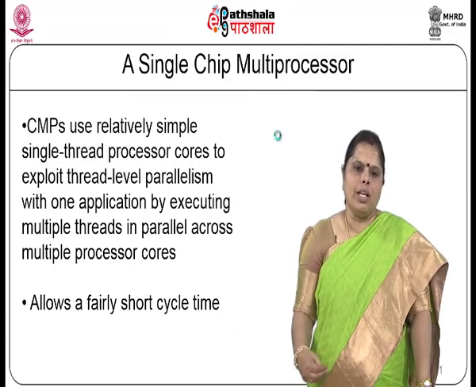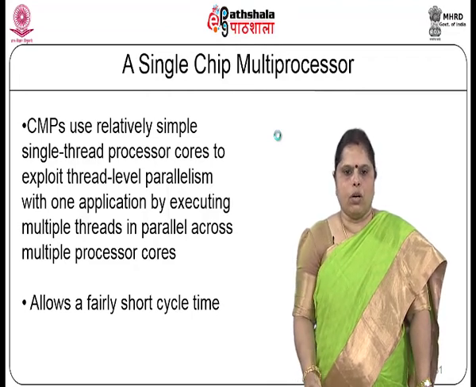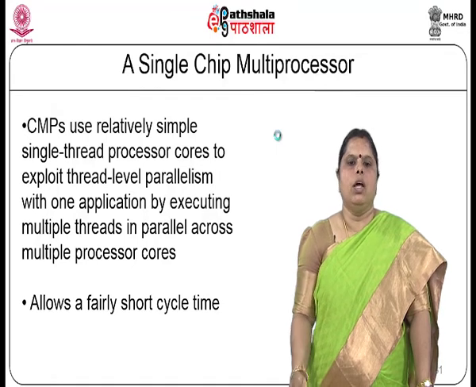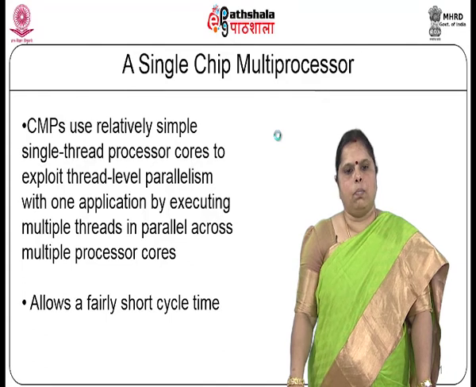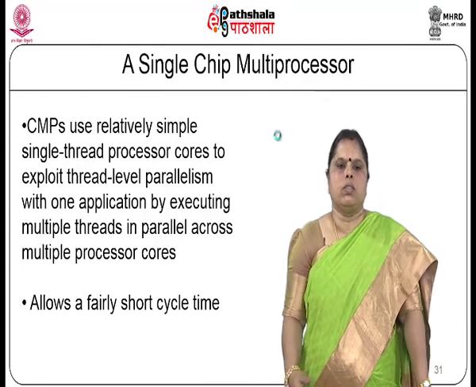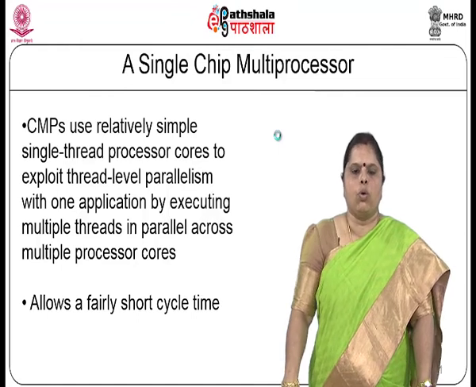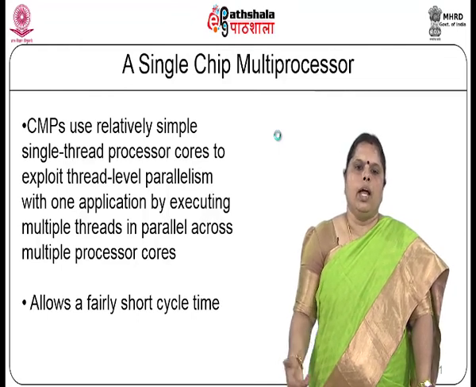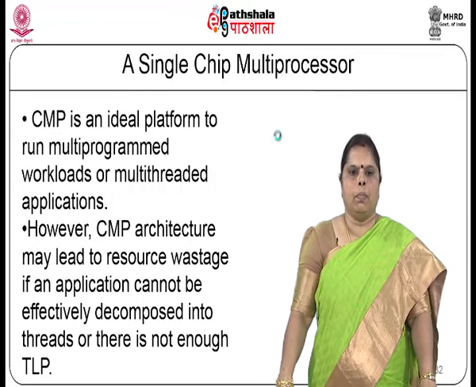Even if you have a single thread of execution, it is enough for every core, because even if you look at a quad core processor with 4 cores and a single thread of execution, I can have 4 threads of execution run in parallel. But most of the processors support at least 2 threads of execution per core. So, that way in a quad core processor, you will be able to execute 8 threads simultaneously, and it obviously allows a fairly short cycle time.